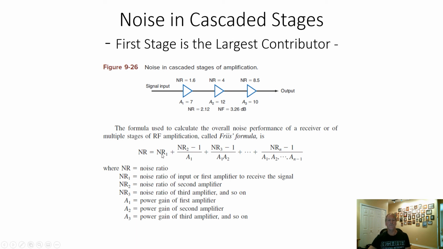So the overall noise ratio is given by the Friis formula. NR overall is NR1 plus NR2 minus 1 divided by A1, the amplification of the first one, plus NR3 minus 1 divided by A1 times A2. So every time you go down one level, you're dividing by more and more because of these amplifier numbers down here, which get multiplied together. Power gain of the first amplifier, power gain of the second amplifier, and so on.